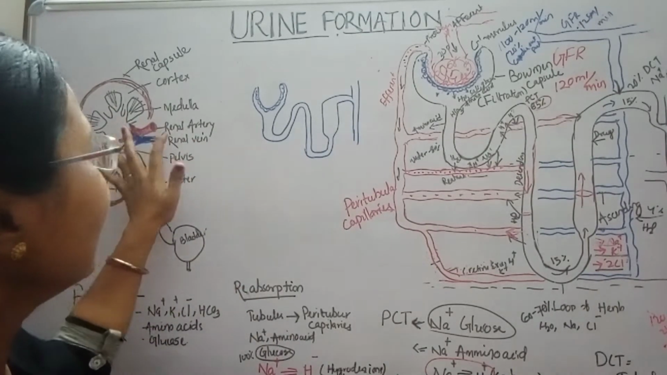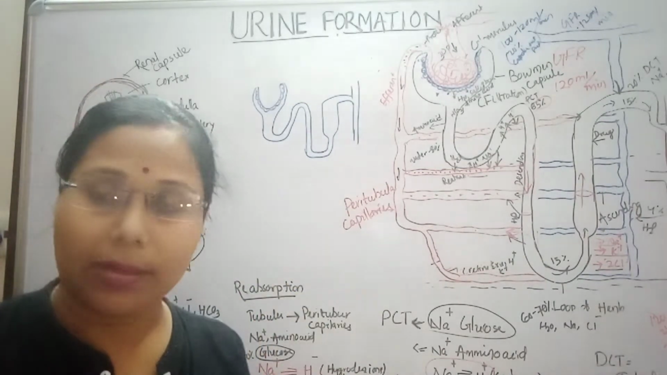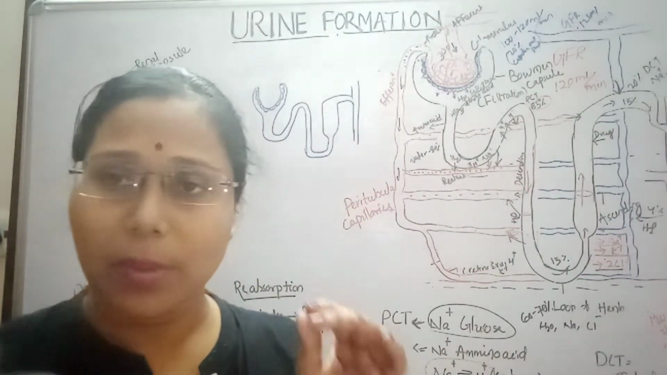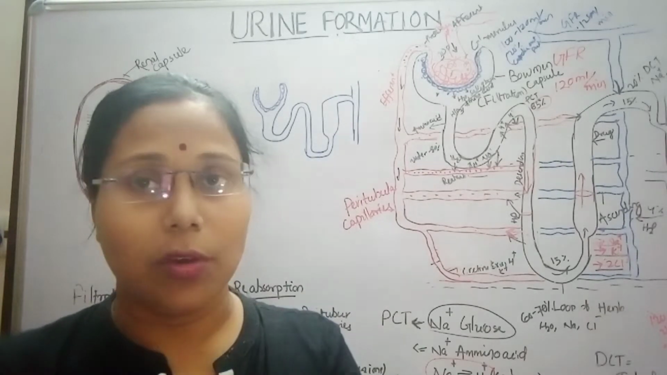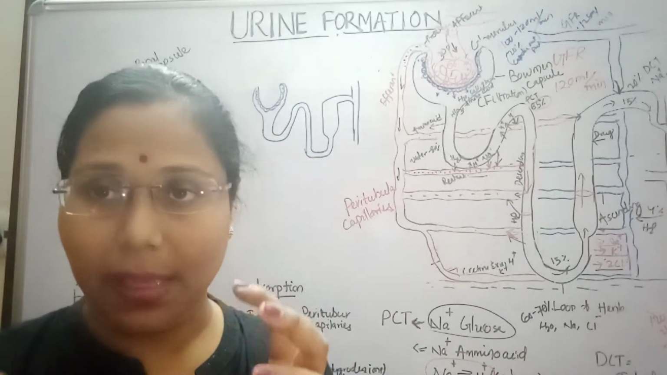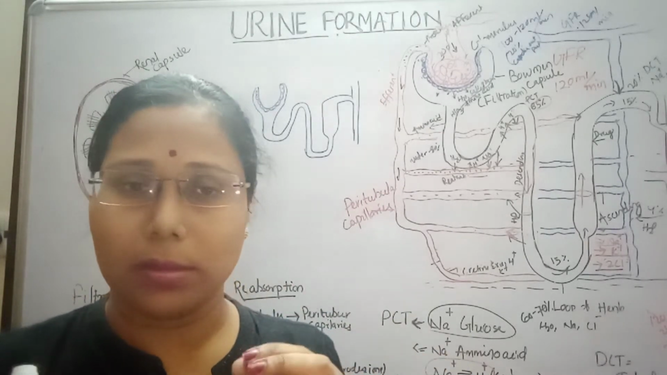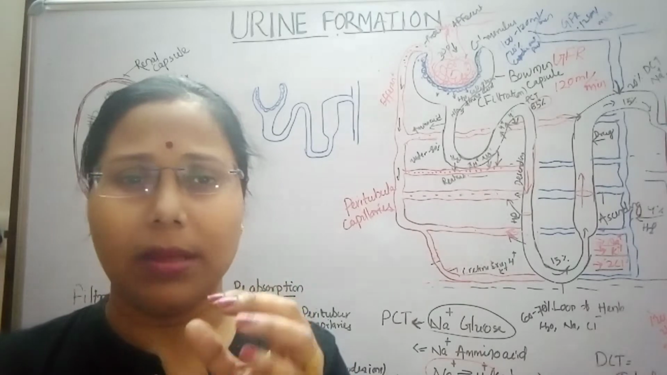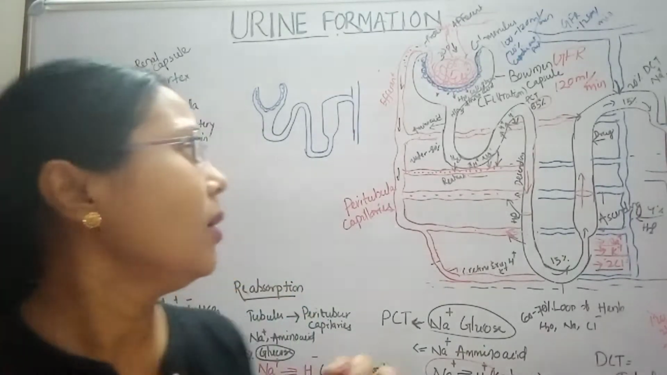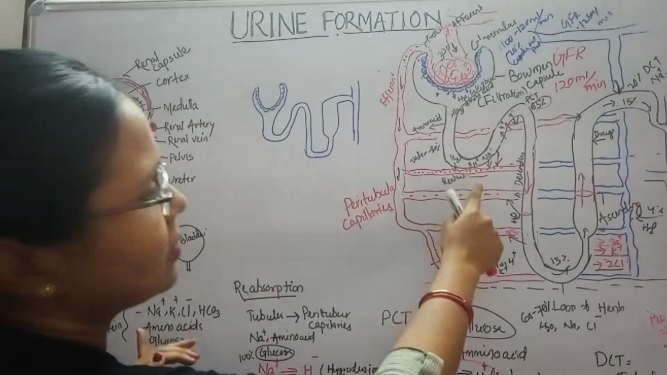In the kidney, the renal arteries supply blood, and the renal artery again makes very small branches called arterioles. From the arterioles, very thin capillaries are formed. This is the structure of the kidney. Now let us look at the functions of the kidney.